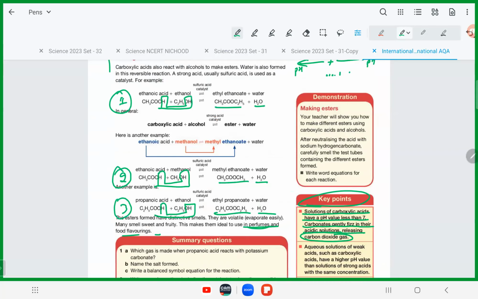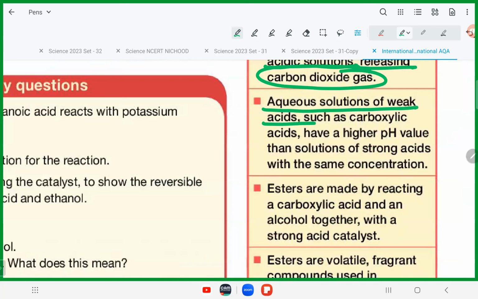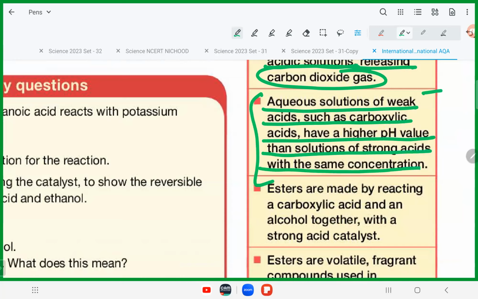Yes. And here, key point, second one, number one. Aqueous solutions of weak acids such as carboxylic acids have a higher pH value than solutions of strong acids with the same concentration. Is this point clear? You read again. Aqueous solutions of weak acids such as carboxylic acids have a higher pH value than solutions of strong acids with the same concentration. Is it okay?